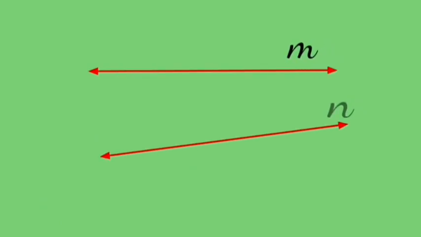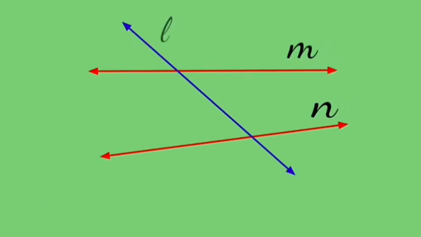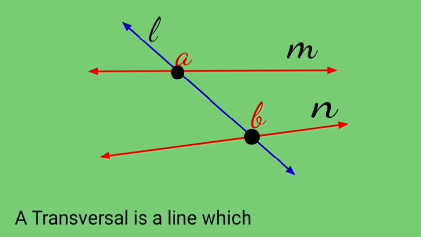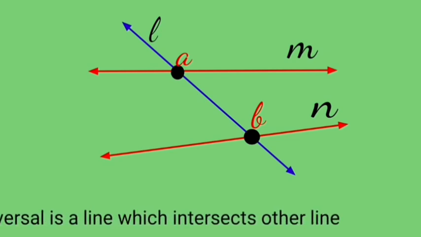Here M and N are any two non-parallel lines and L is another line intersecting them at A and B respectively. We call such an intersecting line L a transversal. Hence, a transversal is a line that intersects two lines at distinct points.